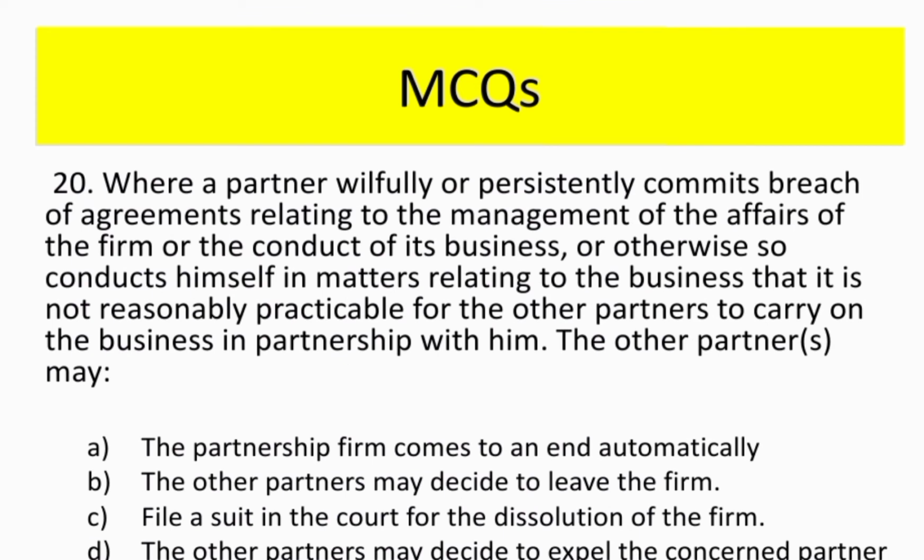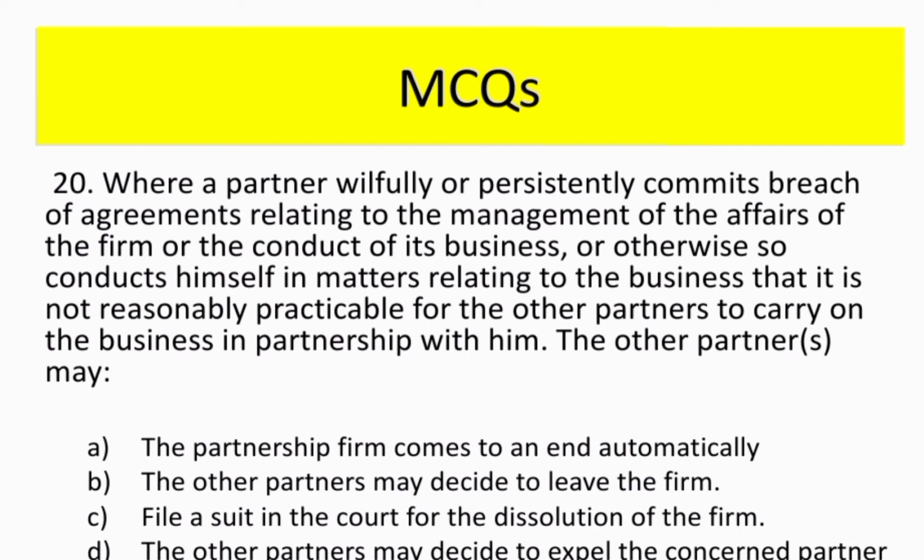Now come to question number 20. Where a partner willfully or persistently commits breach of agreement relating to the management of the affairs of the firm or the conduct of its business, or otherwise so conducts himself in matters relating to the business that it is not reasonably practicable for the other partners to carry on the business in partnership with him. What remedy do the other partners have?